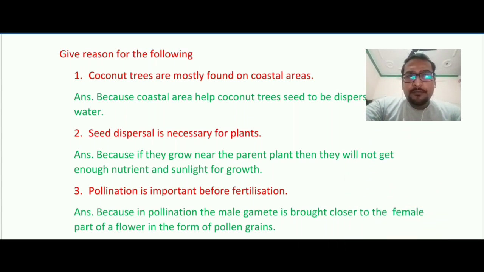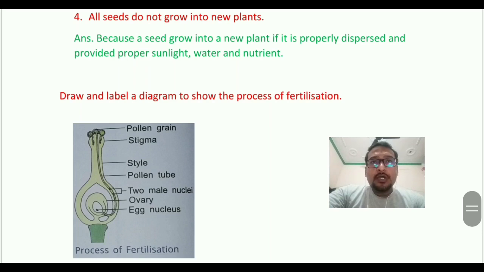Pollination is important before fertilization. Why? Because in pollination the male gamete is brought closer to the female part of a flower in the form of pollen grains. Until and unless it is done, fertilization cannot start. All seeds do not grow into new plants. Why? Because a seed grows into a new plant if it is properly dispersed and provided proper sunlight, water and nutrient. Okay, so these are some of the answers of give reason.